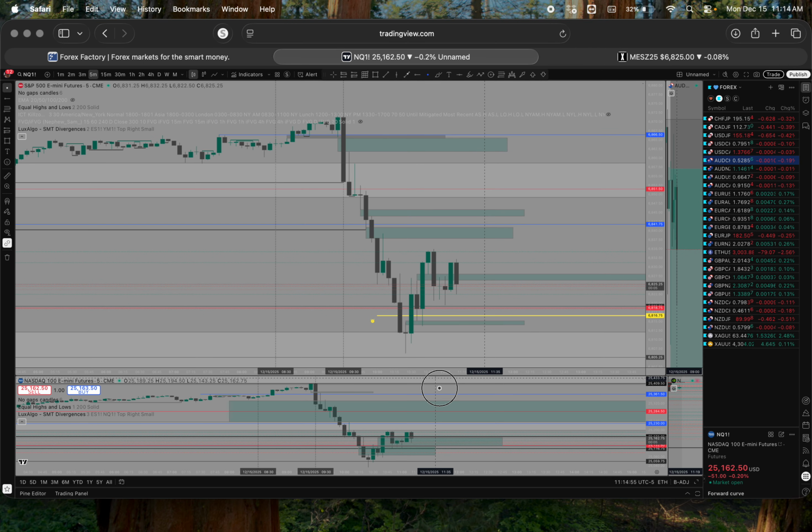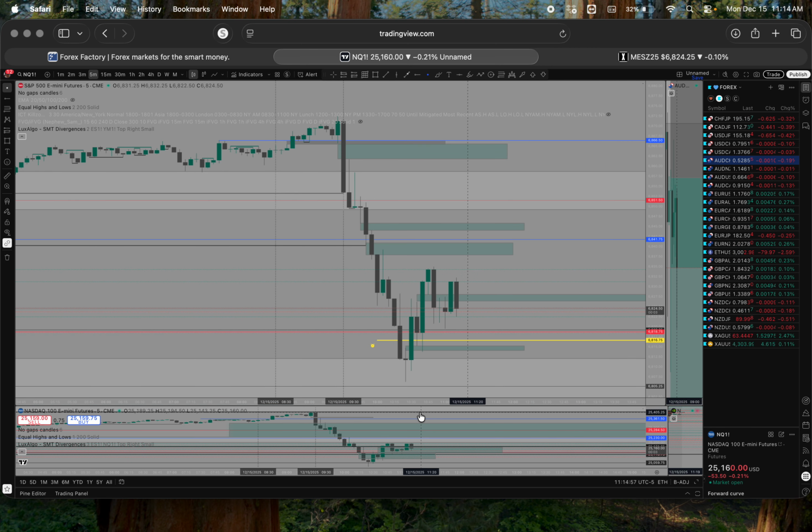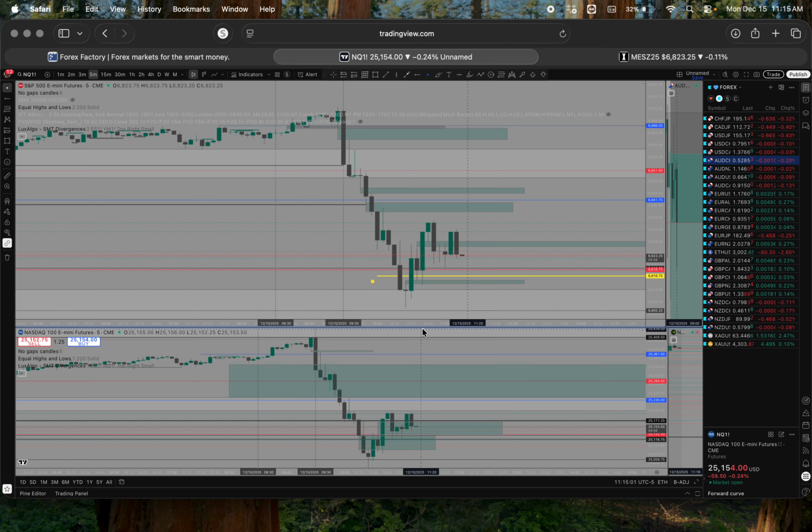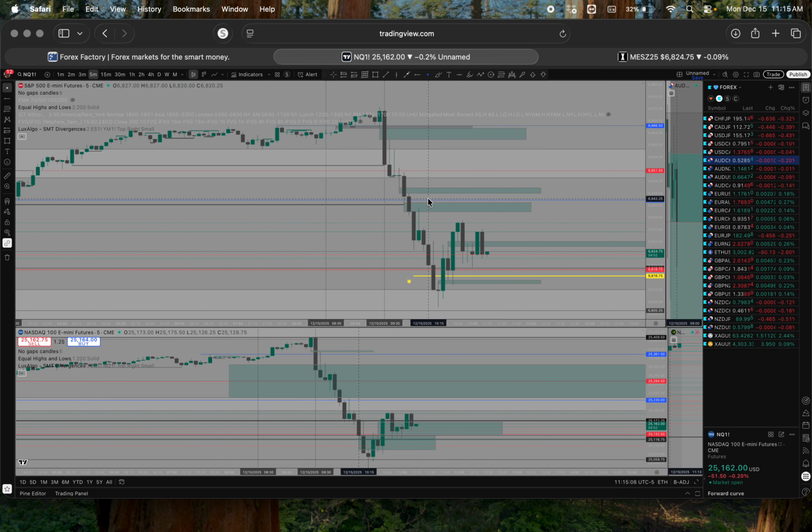I guess it's hard to see it on both. I'm watching a movie at the same time. I didn't really use SMT divergence, but okay.